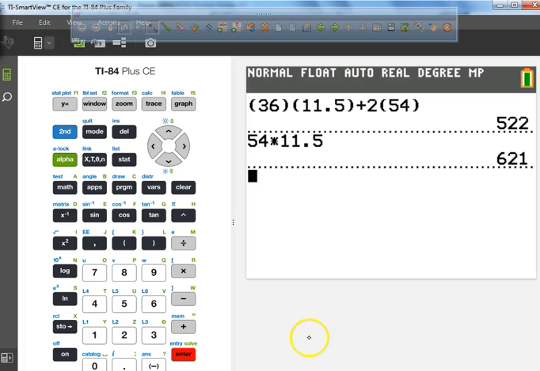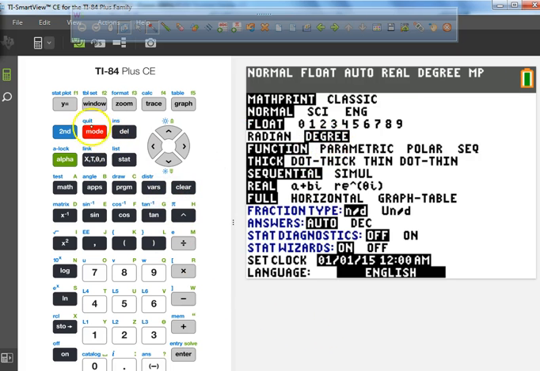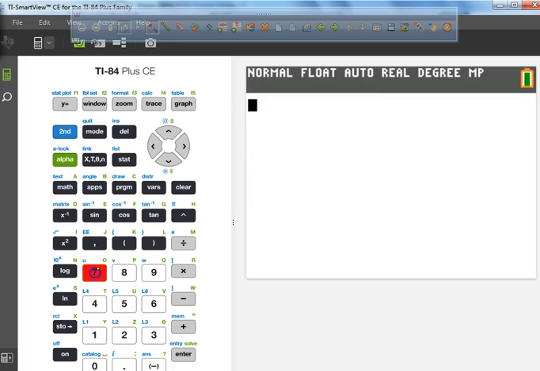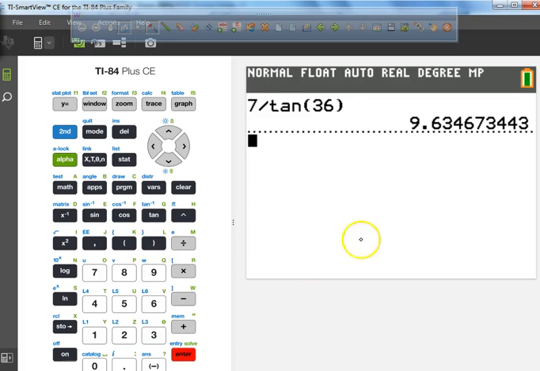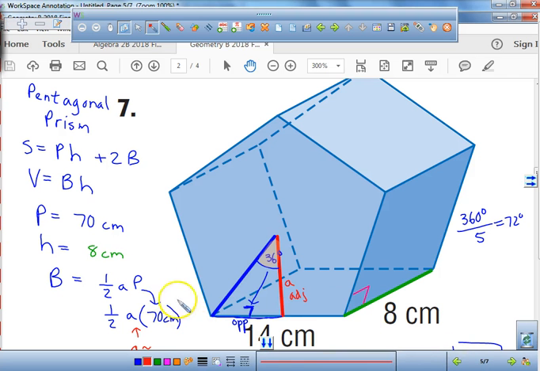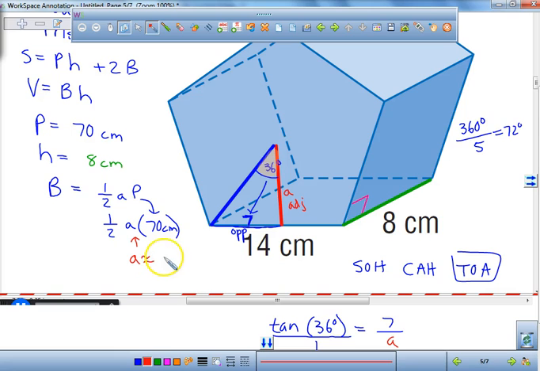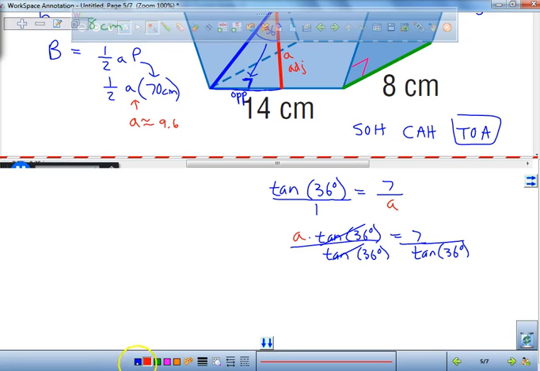Okay? Let's get that approximate value in our calculator. Make sure your calculator is in degree mode. And then you're going to do 7 divided by the tangent of 36 and press enter. And what is that measurement right there? That's 9.6, so that's your apothem. So on your paper, what you can do to help yourself out a little bit, you could say your apothem that you're going to need is approximately equal to 9.6.